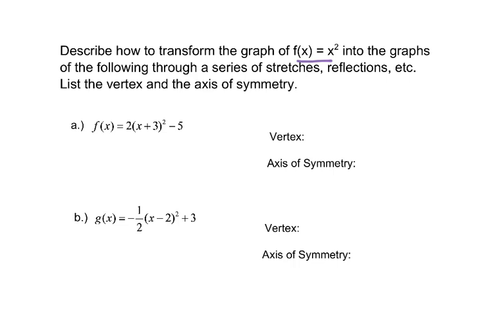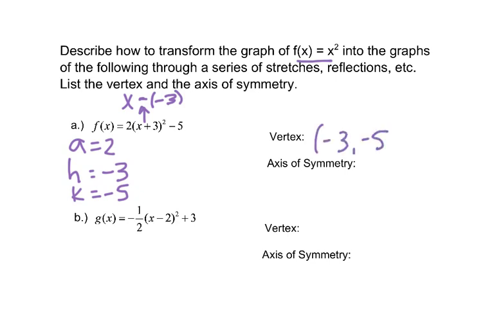Taking a look at our previous format, we have an a value of 2, an h value which looks like it's going to be positive 3, but remember that this actually comes from x minus something, and so that something is actually negative 3, so my h is negative 3. And then your k is negative 5. So because of that, the vertex becomes negative 3, negative 5. Again, that's why it's quick, because it's in vertex format. And then the axis of symmetry is just going to be x equals negative 3.